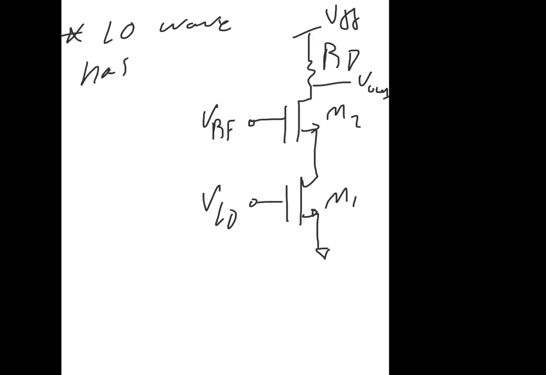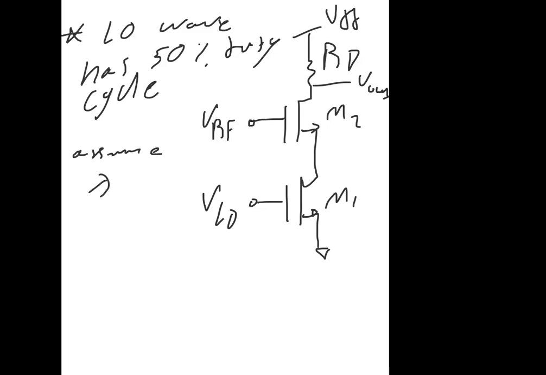has a 50% duty cycle. Okay, and assume we have long channel modulation for transistor and lambda is equal 0. Okay, so G of D is equal 0.